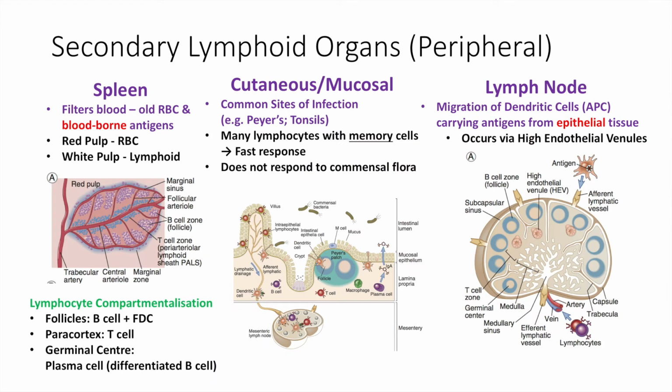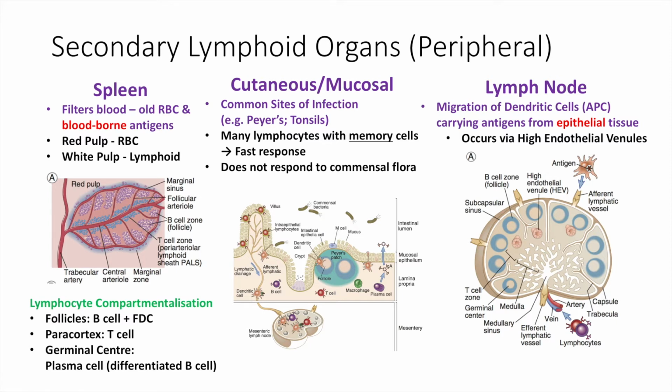For secondary lymphoid organs, you have your spleen, lymph node, and your cutaneous lymphoid tissue. Important difference we need to know is that the spleen filters blood, therefore it picks out the blood-borne antigens for activation of immune response. The lymph node, because it drains lymphatic fluid from the epithelial tissue, therefore it presents antigens from epithelial tissue to lymphocytes in the lymph node. So this is an important difference. The spleen filters blood-borne antigens, the lymph node filters lymphatic fluids from epithelial tissues, therefore antigens presenting from there.